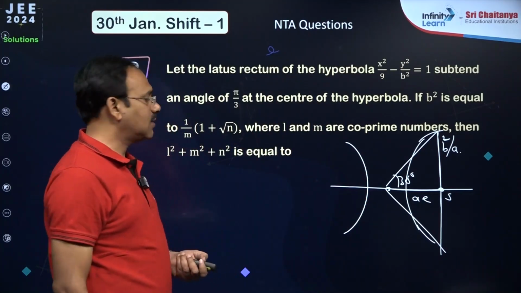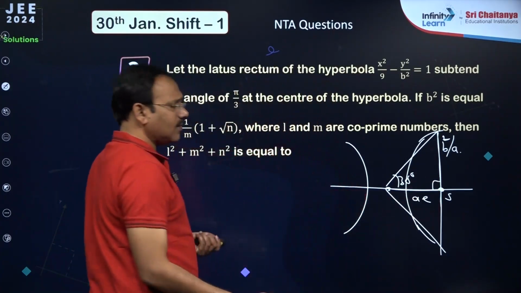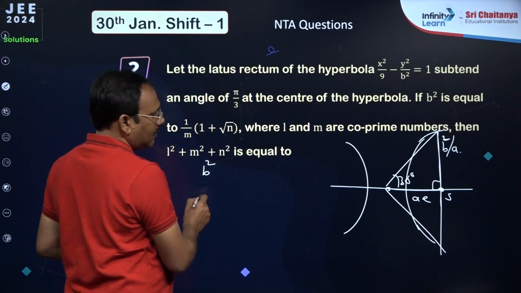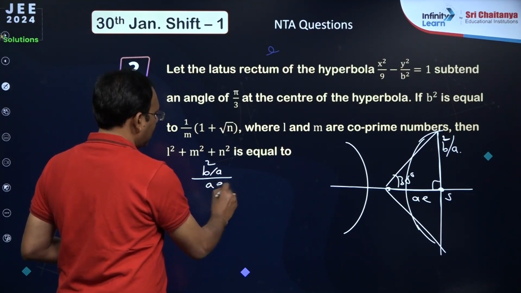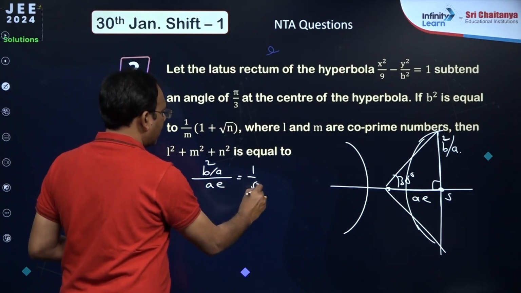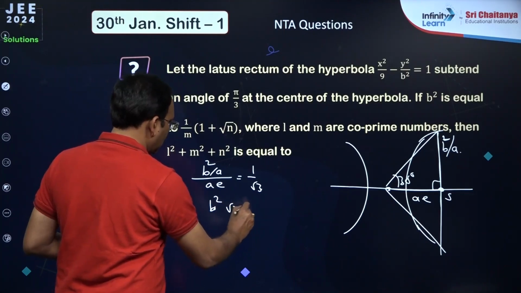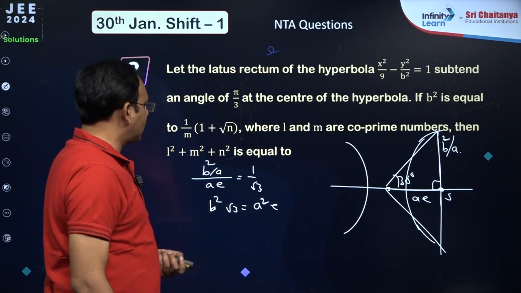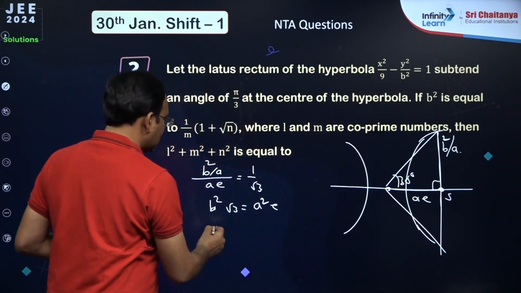Now, dear students, if it is 30 degrees in a right angle triangle, tan 30 degrees you can take b square by a square e. B square by a square e is tan 30 degrees, 1 by root 3. So this is b square into root 3 is equal to a square e, my dear friends. As far as this problem is concerned, a square value is 9.